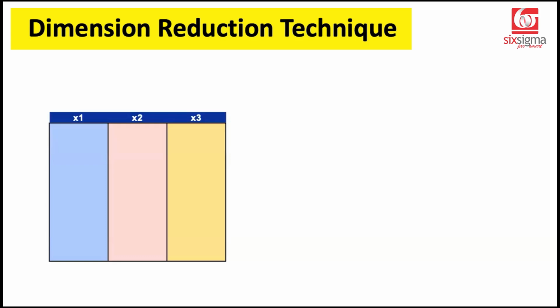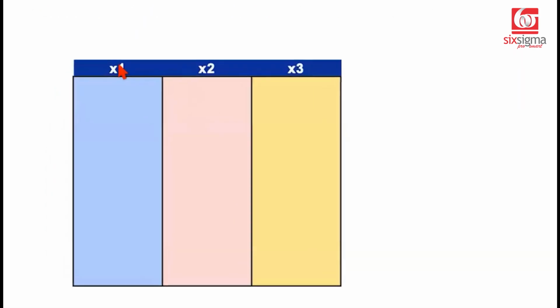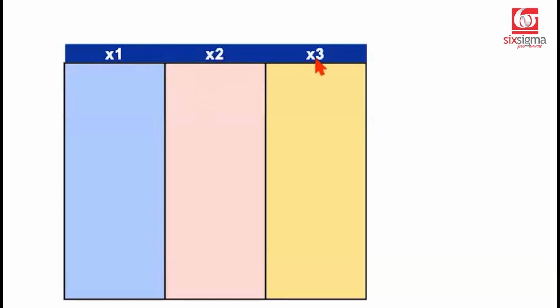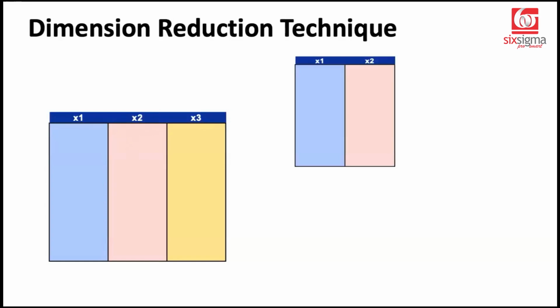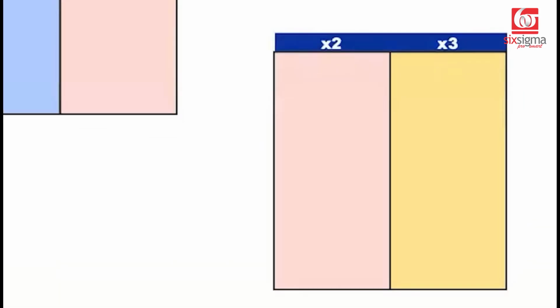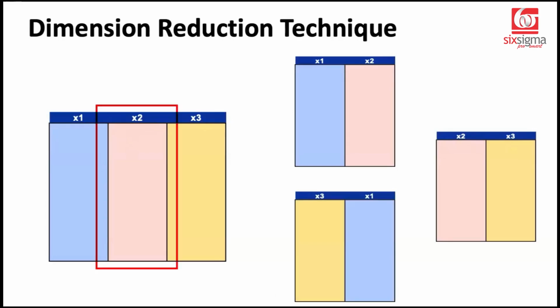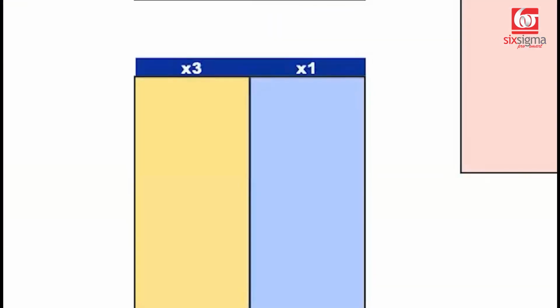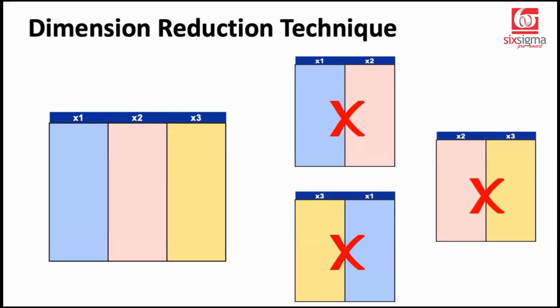A lot of people believe that PCA is dimension reduction. So let's say if you have three features to begin with, let's say x1, x2, and x3, PCA must be dropping one of these features. Let's say it drops the feature x3, we'll be left with x1 and x2. If it drops the feature x1, we'll be left with x2 and x3. Or it drops maybe x2, we'll be left with x3 and x1. But PCA doesn't drop the original features.